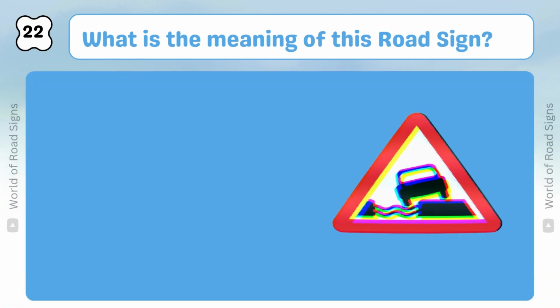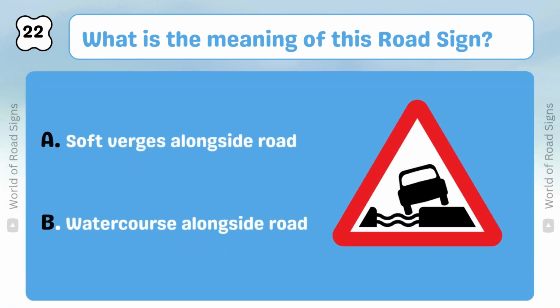Question 22. What hazard does this sign indicate? A. Soft verges alongside road. B. Watercourse alongside road. The correct answer is option B, watercourse alongside road.